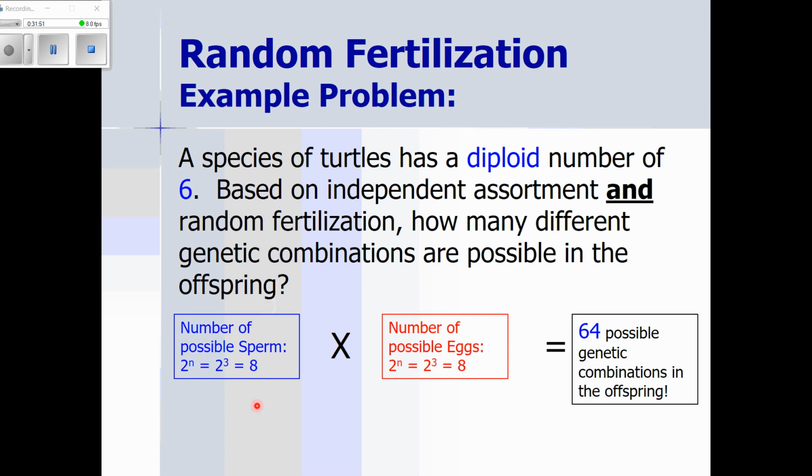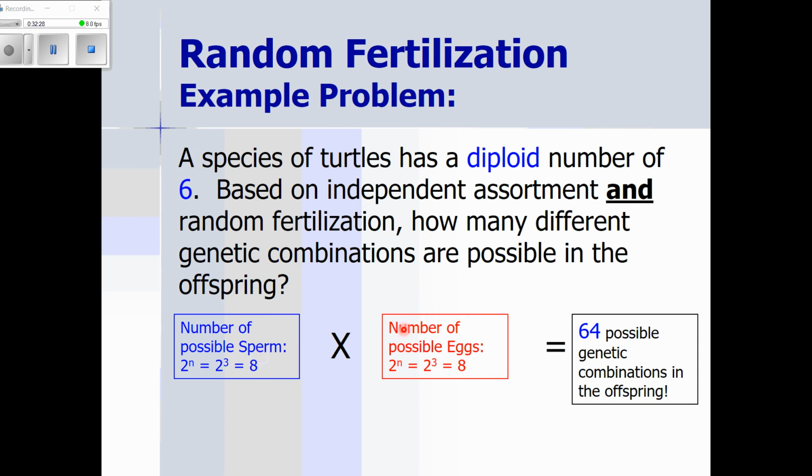Well, first of all, the number of possible sperm that could be created by independent assortment, remember the formula? 2 to the n power. Well, the diploid number is 6. So what would be the haploid number? Half of 6, right? So it's 3. That's 2 to the 3rd power. You don't even need a calculator. It's just 2 times 2 times 2. 2 times 2 is 4, times 2 is 8. So that's 8 possible sperm that could be made by independent assortment.